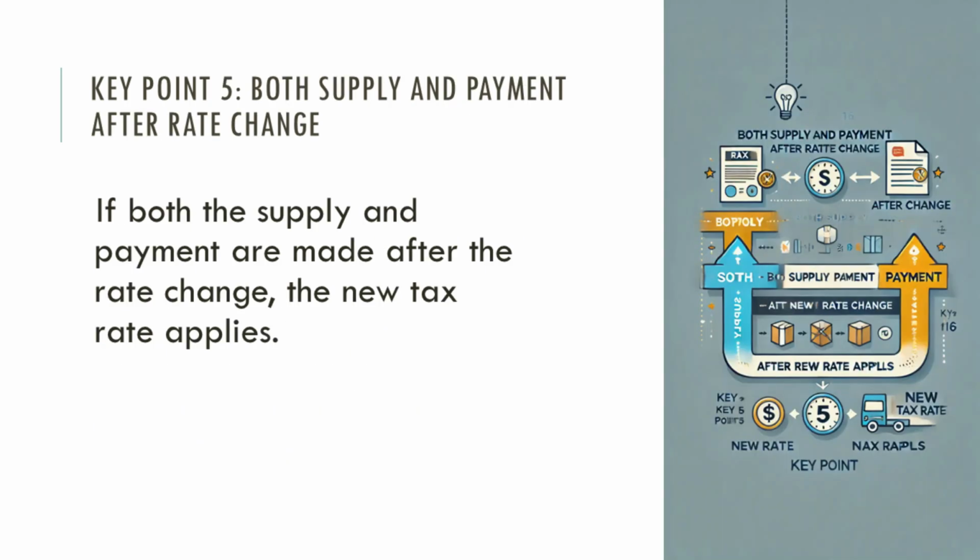Question 5. If both the supply and payment are made after the change in tax rate, what rate applies? Imagine goods are supplied on April 5th, and payment is received on April 10th after the tax rate changes to 28%. Answer. The new tax rate of 28% will apply since both the supply and payment are made after the rate change.